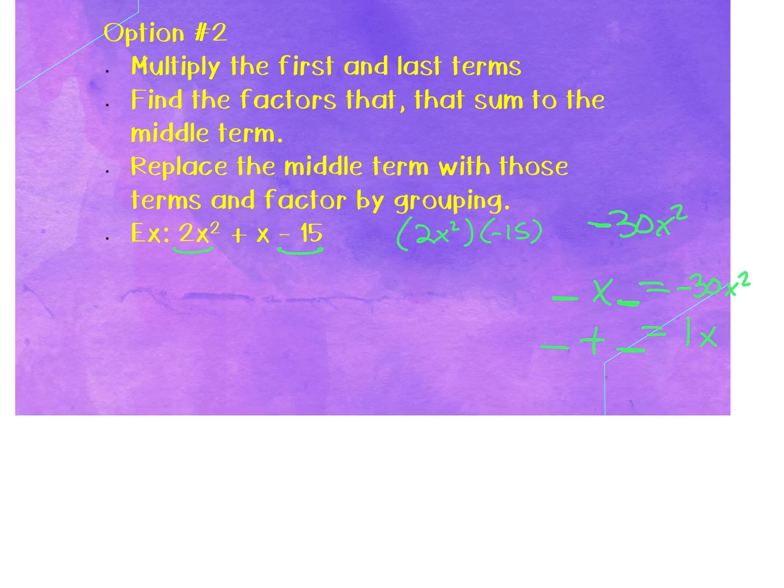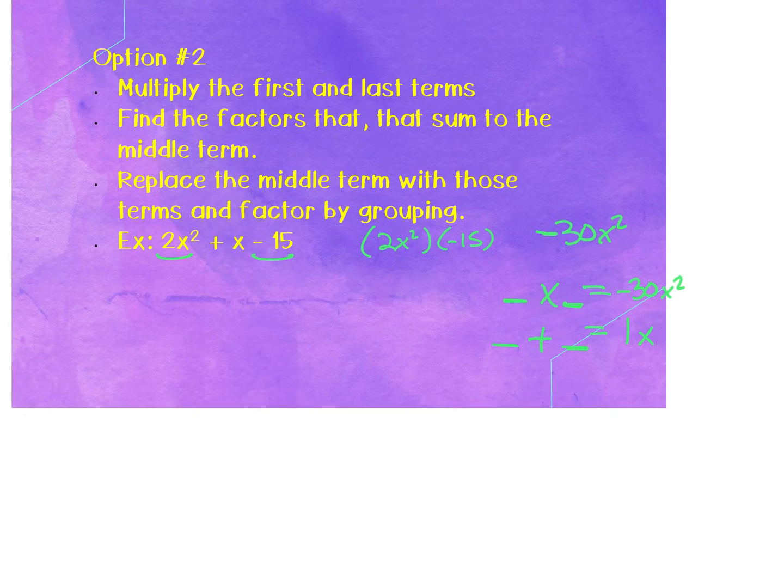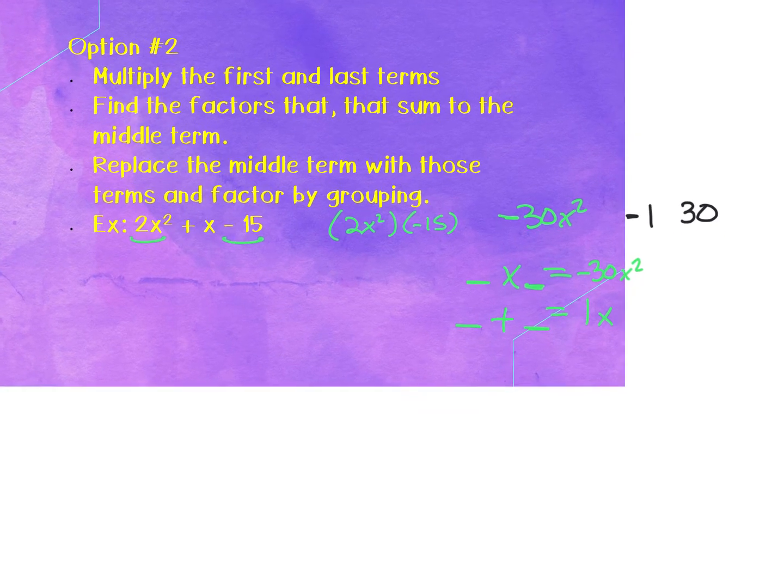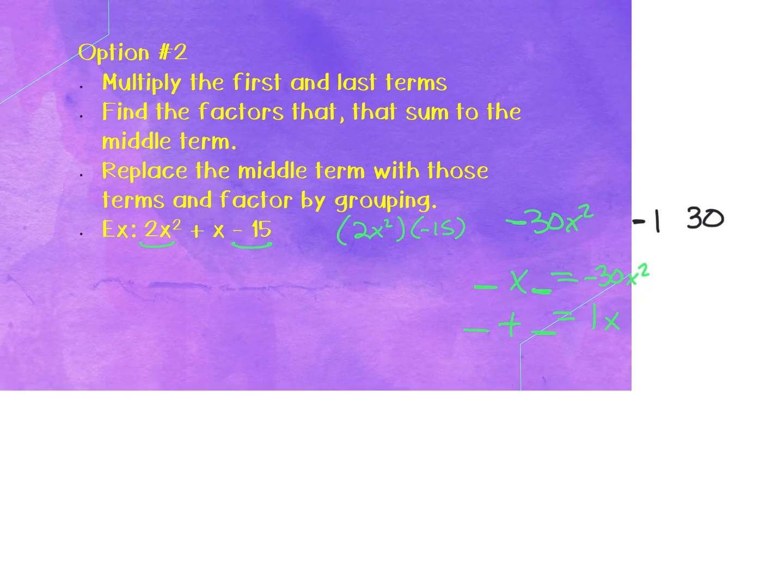So let's start our list. And notice it's a negative 15, so this tells me my signs are going to be different, and the bigger number gets the sign of the middle. So I have 1 times 30, and the bigger number is the sign in the middle, so it's positive. So the smaller number gets the negative. And then when I add those, I get 29. So that one's not working.